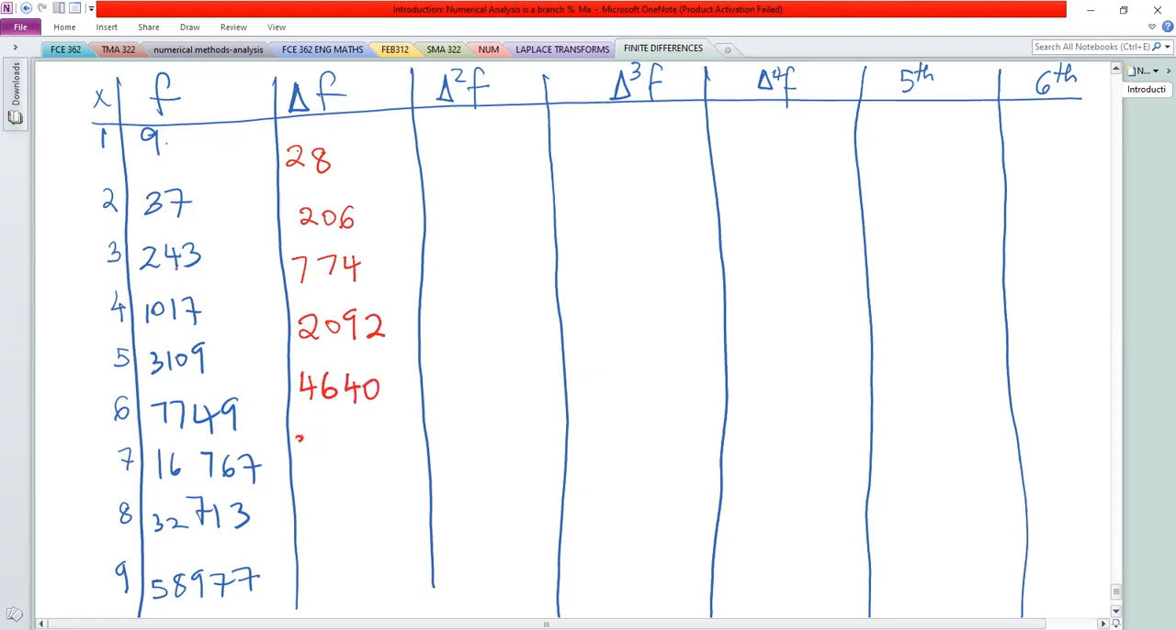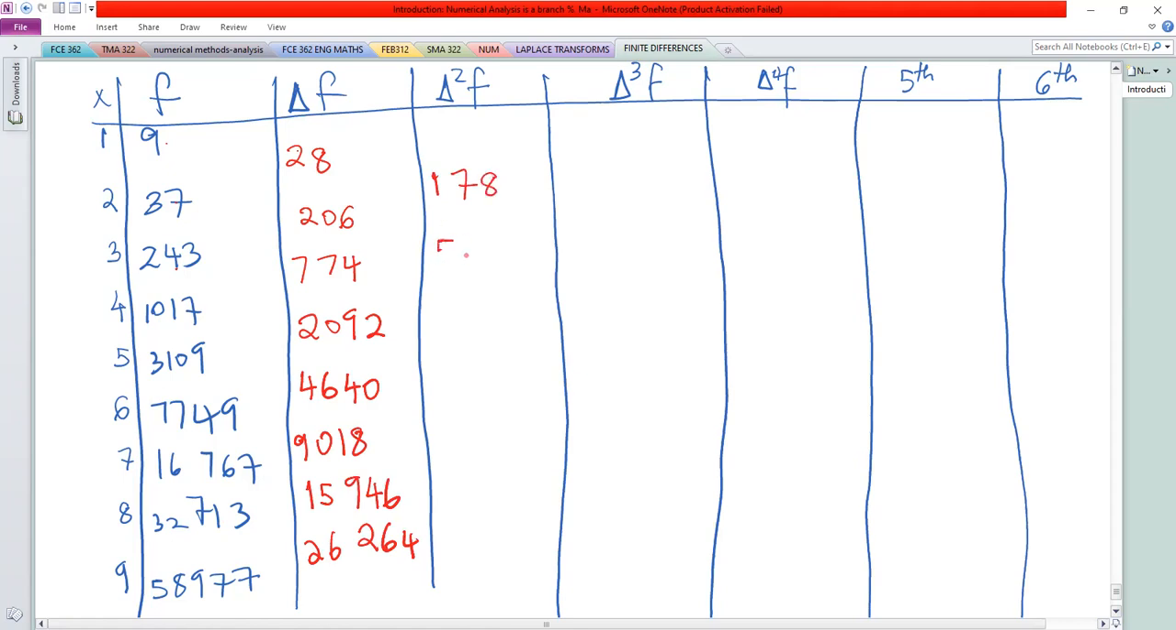Next value will be 9018. Next value will be 15946. Next value will be 26264. Can confirm those values. So it is simply given by the lower number minus the upper number. Our next one, 206 minus 28, I'll get 178.